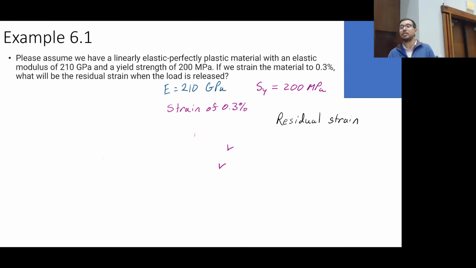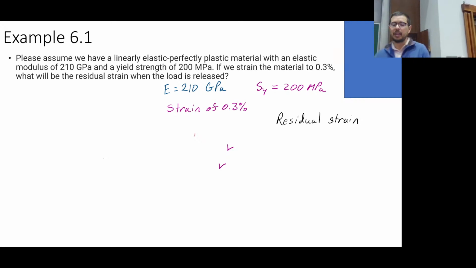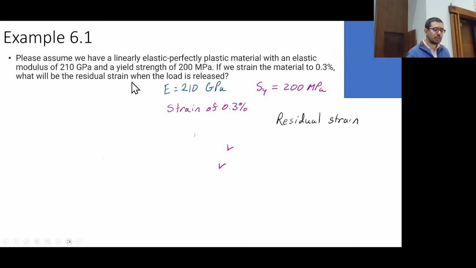If I just give you that yield strength, you'd be like, I don't know what in the world material it could be. That could be aluminum, that could be steel, it could be carbon fiber, it could be a lot of different things. Well, maybe, carbon fiber typically has higher strength than that, but you get the point. If we strain the material to 0.3%, what will be the residual strain when the load is released?